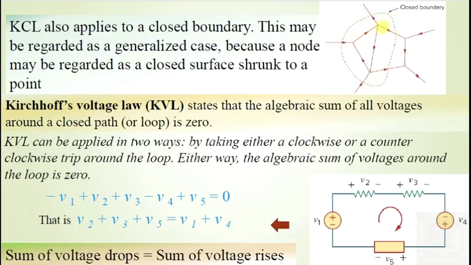That is actually a generalized Kirchhoff's current law. You can consider a node in a circuit as a boundary, or a closed surface shrunk to a point. That is, this is actually the generalization of Kirchhoff's current law.